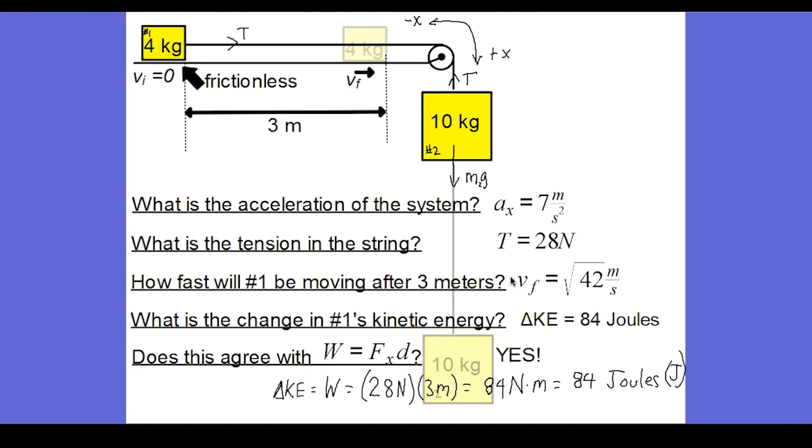This is how we would have had to calculate the change in kinetic energy. Now we have a simpler way of doing it: force times distance. Notice also that the unit of force is newtons, the unit of distance is meters, so a newton meter is the same thing as a joule. Remember, work and energy have the same units, joules.